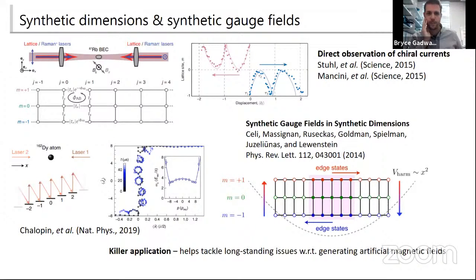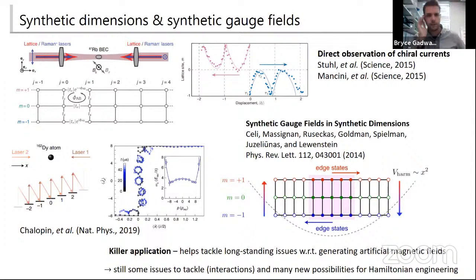And this has been extended in recent years to atoms with more internal states. So recently in the group of Sylvain Nascimbène, to dysprosium, I guess here 17 states, where now that you have this extended bulk, you can distinguish cyclotron orbits in the bulk from skipping orbits on the edge. So this is really super powerful.